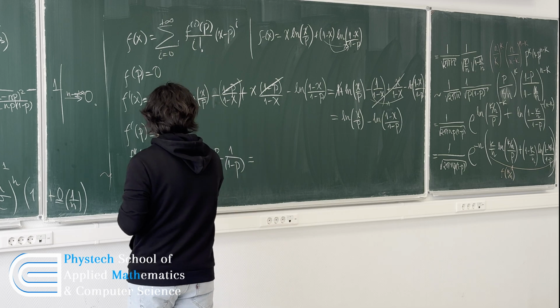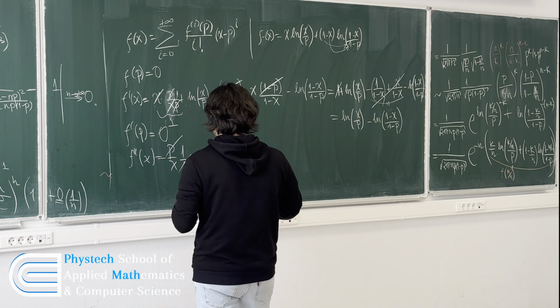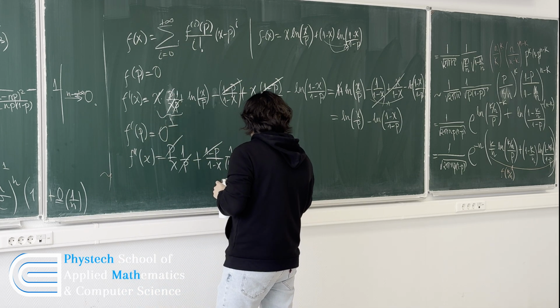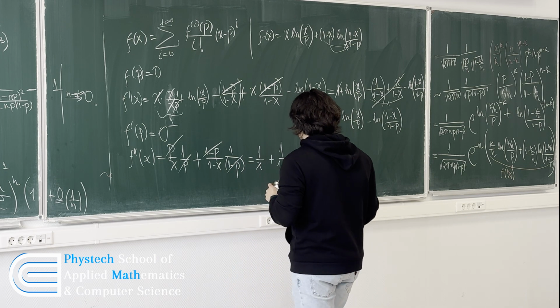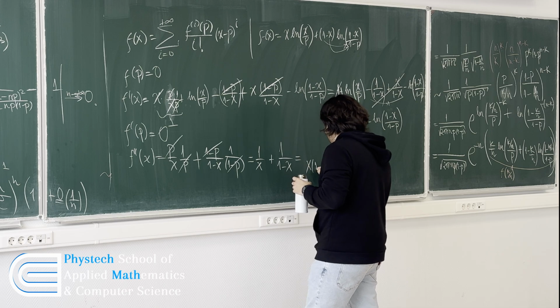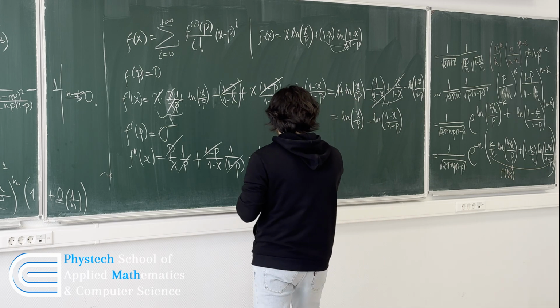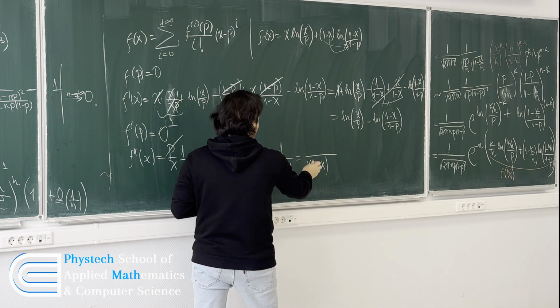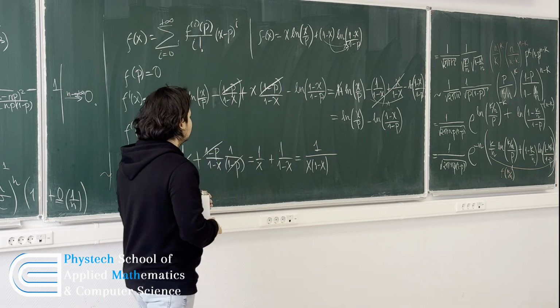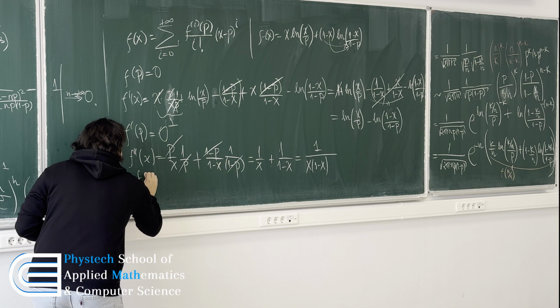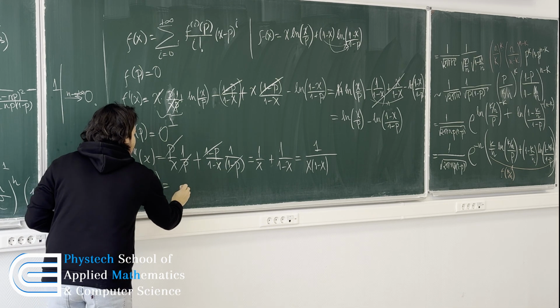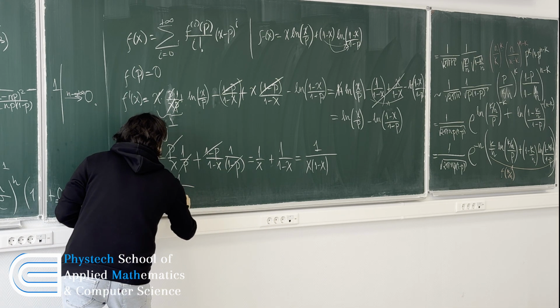So we cancel this with this, and we obtain 1 divided by x plus 1 divided by 1 minus x, which is equal to 1 divided by x times 1 minus x. We have here 1 minus x plus x over 1, right? So we have that the second derivative at the point p is equal to 1 divided by p times 1 minus p.